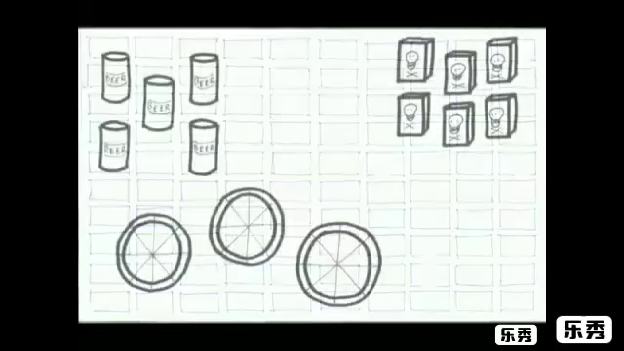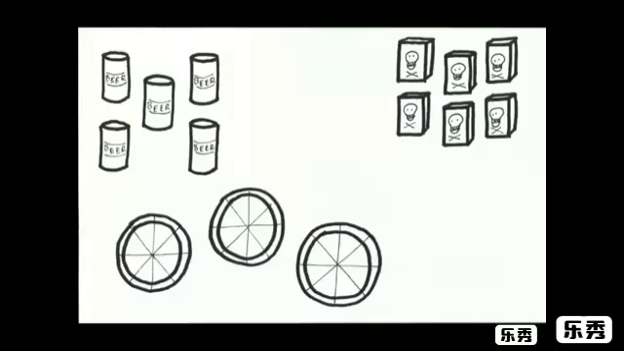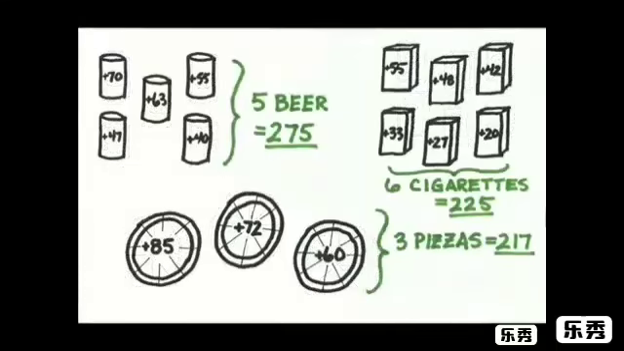In the end, this consumer, given $100, will choose 3 pizzas, 5 beer, and 6 cigarettes for a total utility of 717 units of satisfaction. I can tell this by adding up the marginal utilities from the units consumed. If you take a look at the pizza, the first gave 85, the second gave 72, the third gave 60, for a total of 217 units of satisfaction from those 3 pizzas. You could calculate for the cigarettes and the beer as well.